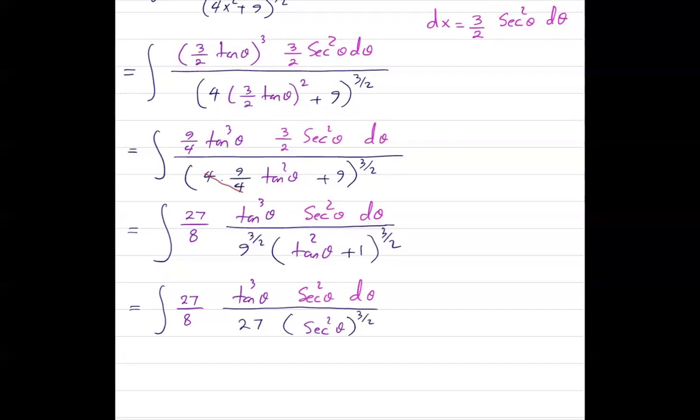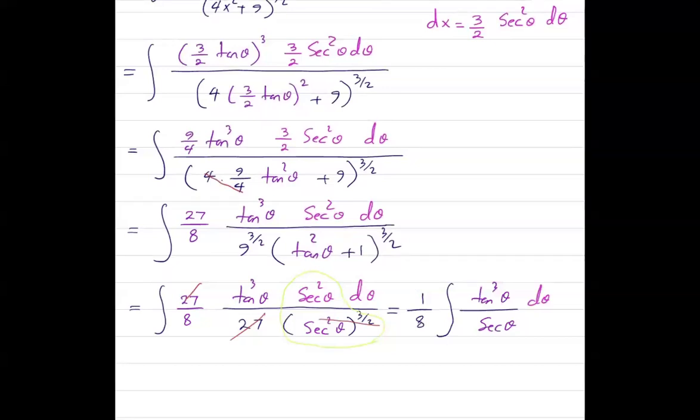Very good. You can cancel out 27 and 27. The exponents get canceled out. So you're left with secant to power 3 on the denominator. Then you can simplify these two as well, and you get secant on the denominator. So this integral is 1/8 the integral of tangent to the third power of theta divided by secant theta d theta. Very good.